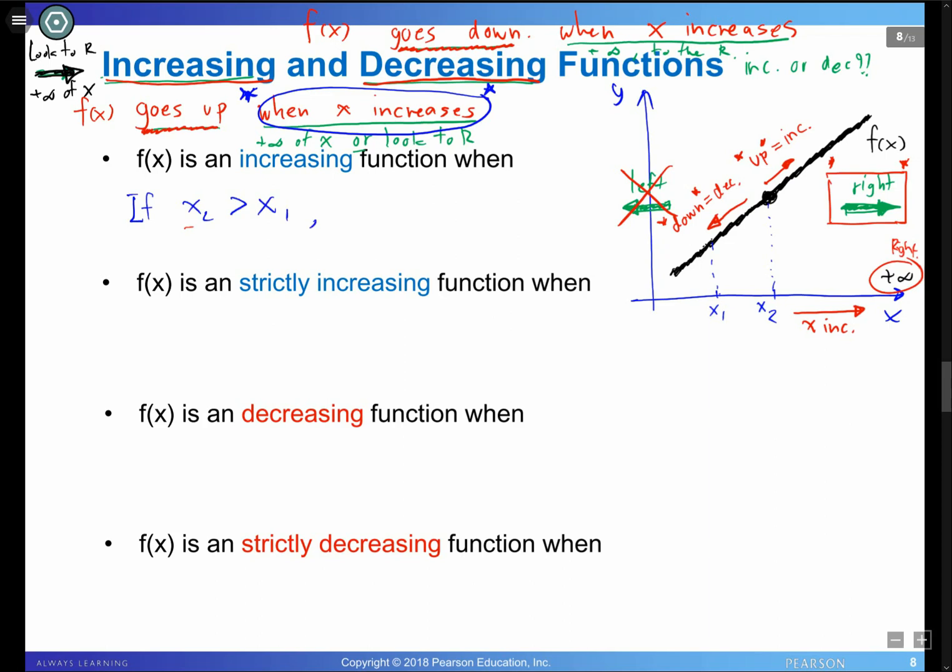Then the function value goes up. Then the function value at x2 must be larger than the function value at x1. There you go. We translate this into this inequality: if x2 is greater than x1, then the function value at x2 must be greater than the function value at x1. So there you go. Now that is the definition that we translate directly.